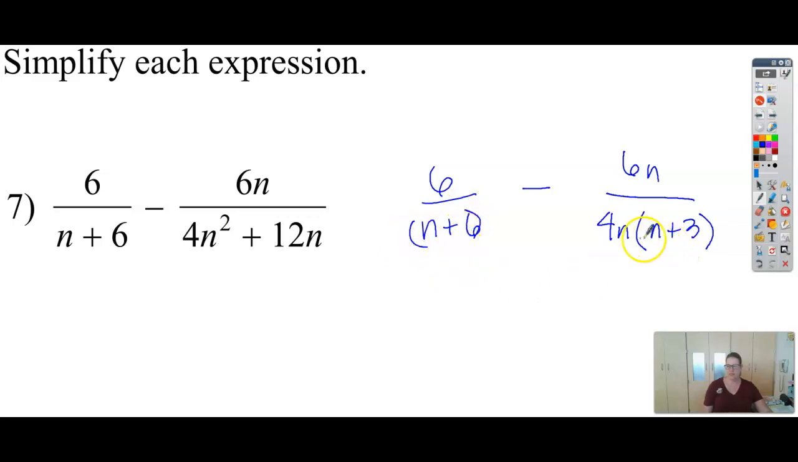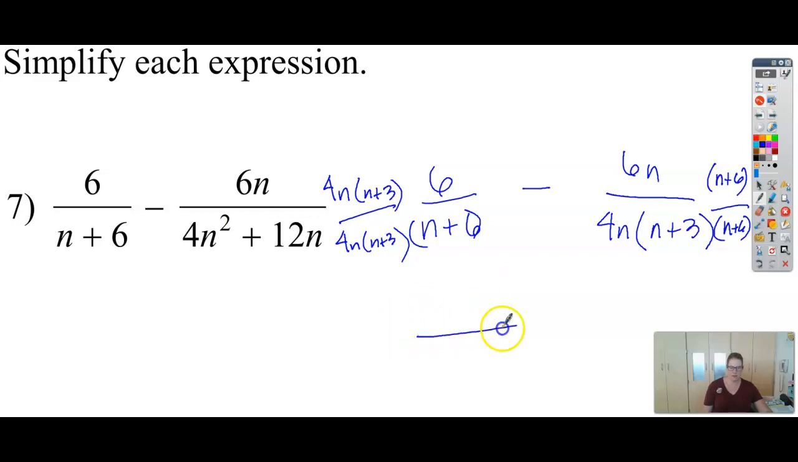On this side I have n plus 6, on this side I have 4n times n plus 3, which means, again, I just have to multiply this by the entire thing. If there's no common factors, the whole denominator needs to be multiplied by the whole denominator. If you're just missing some factors, you can just do the one you're missing. So this side is going to need to be multiplied by n plus 6 over n plus 6. See, so now both denominators have all three of those factors. So we need to make sure that that happens to get our common denominator, which is 4n times n plus 3 times n plus 6.